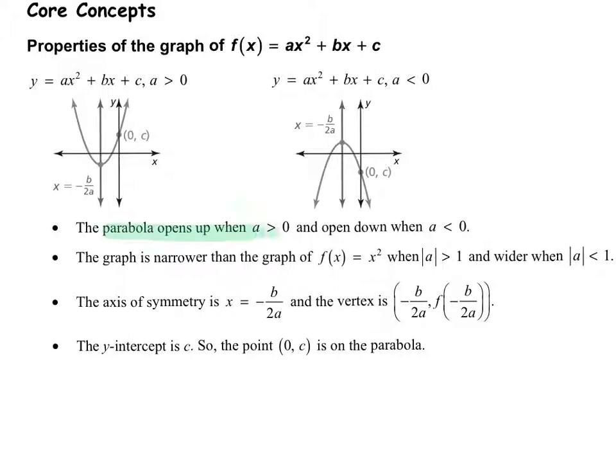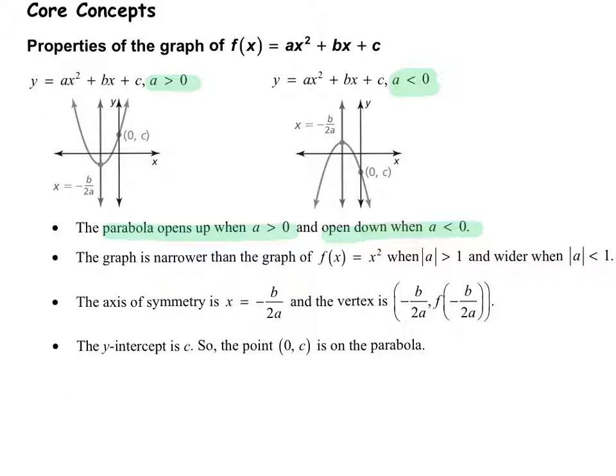So I would be highlighting things like the parabola opens up when a is greater than 0 and opens down when a is less than 0. So let's just look at that. Here's a is greater than 0, and the parabola has a curve so that it's opening up. So the opening is in this direction, so it's opening up. That's what that means. And then over here, a is less than 0. The parabola is opening down. So again, the opening is facing in the downward direction. Okay, so that's all that means.